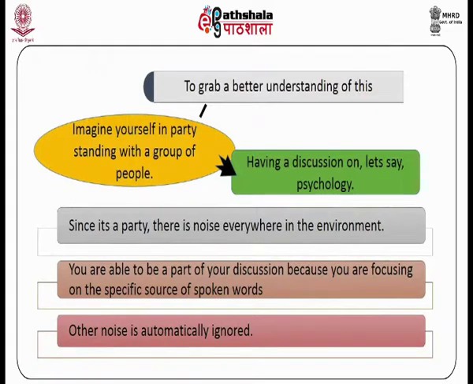To grasp a better understanding of this, imagine yourself at a party, standing with a group of people having a discussion on, let's say, psychology. Since it's a party, there is noise everywhere in the environment. You are able to be a part of your discussion because you are focusing on the specific source of spoken words and other noise is automatically ignored.